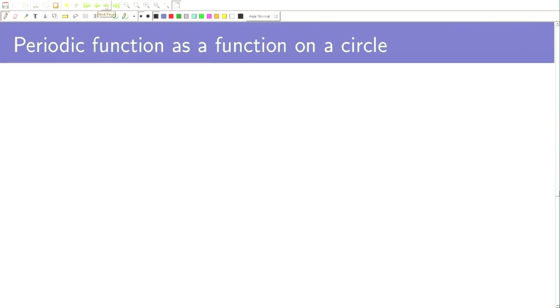So, now this periodic function is what? Intuitively you see that it is defined on an interval. If we bend the interval and join the two endpoints, then what we are going to get is a circle. So now it is natural that if I have an L periodic function, then I can think of that function as a function on the circle whose circumference is L.